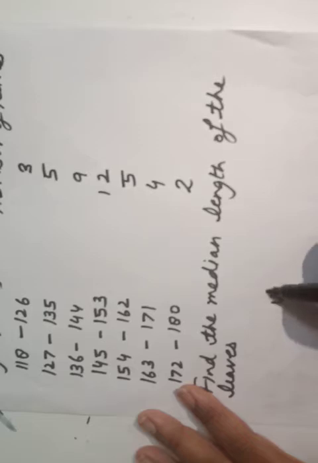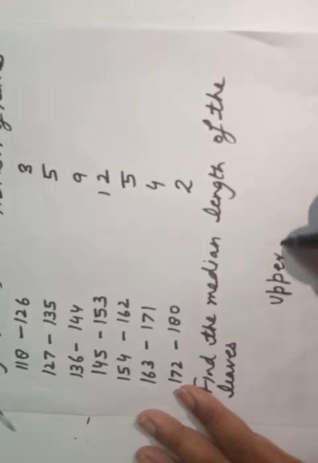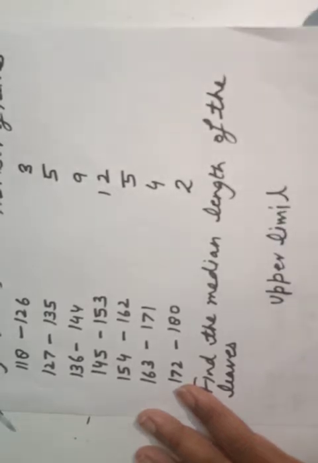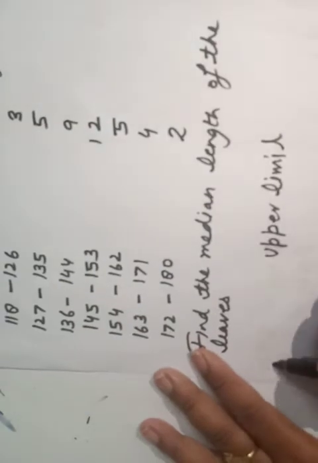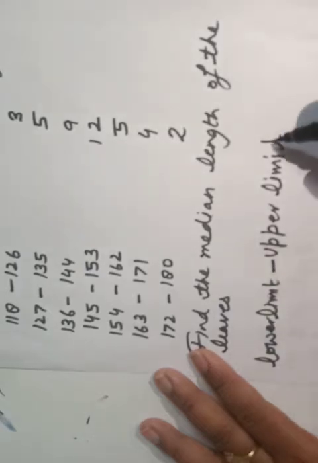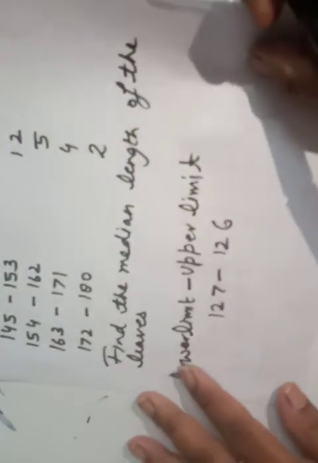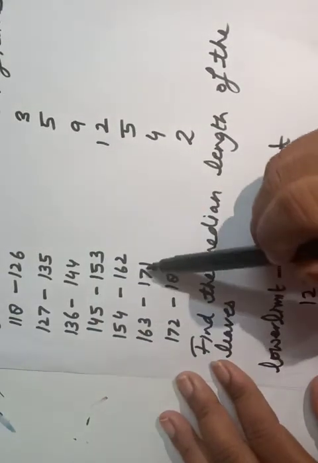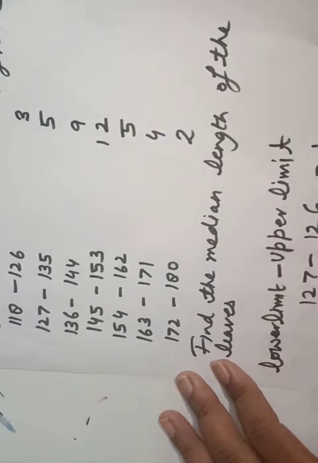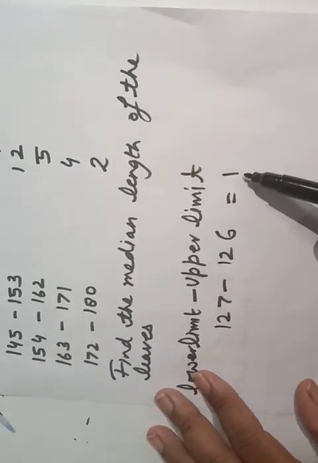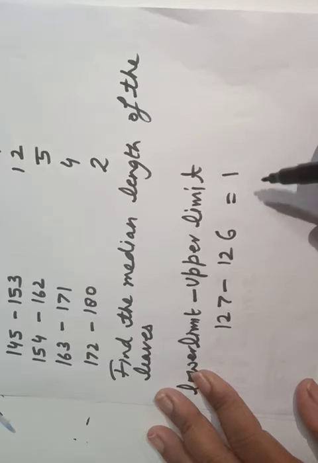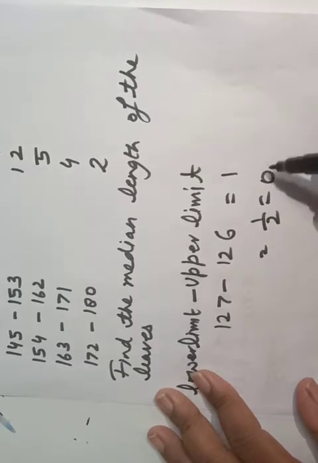we can say here, just like 145 minus 144, actually lower limit minus upper limit. So here I am choosing 127 minus 126. Yes, so that is equal to 1. We can see in all the classes the difference between the lower limit and the upper limit is 1 only. So after finding the difference, we have to divide it by 2. That is 1 by 2, that is equal to 0.5.